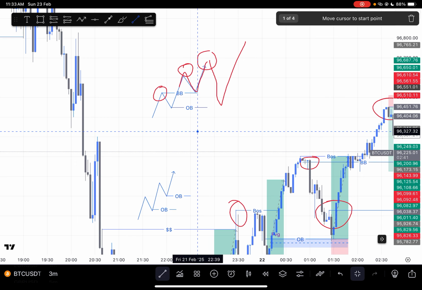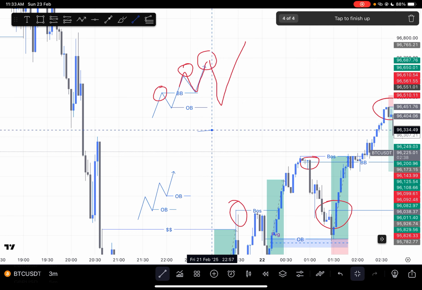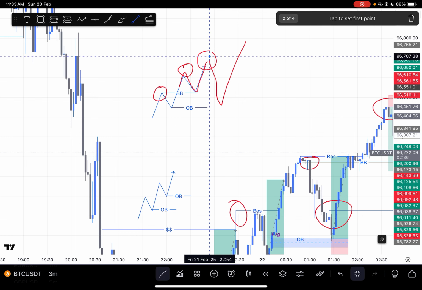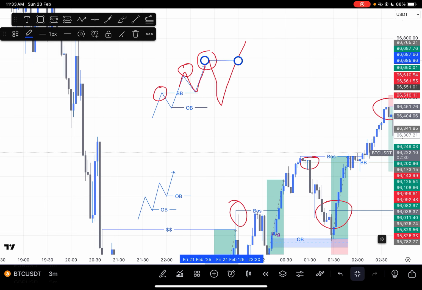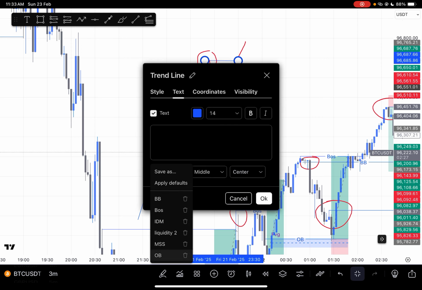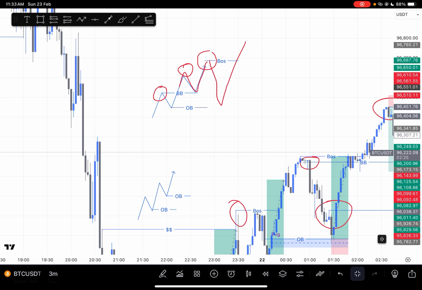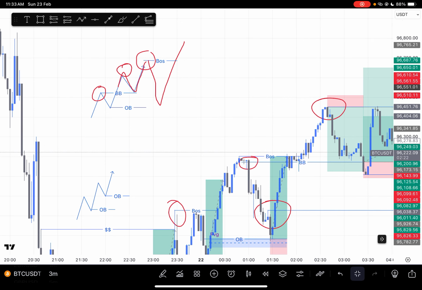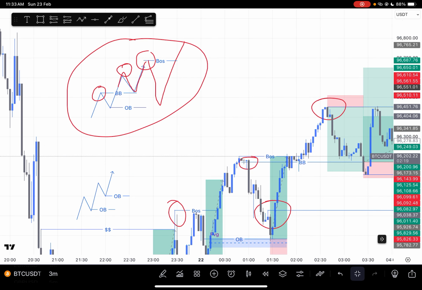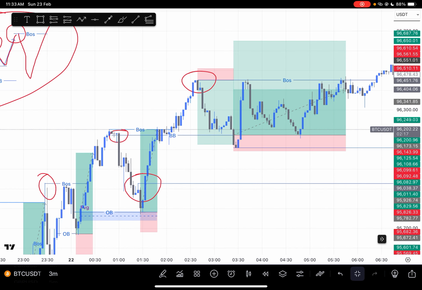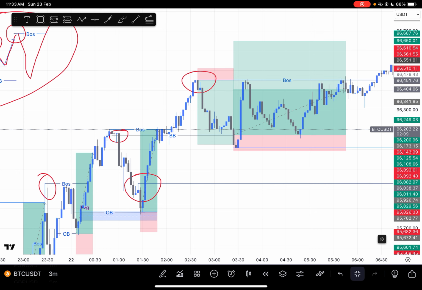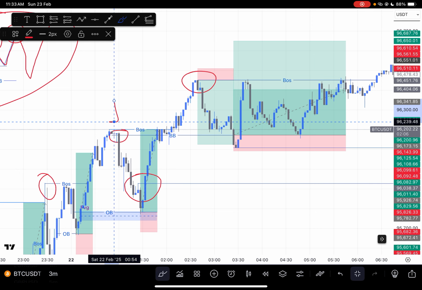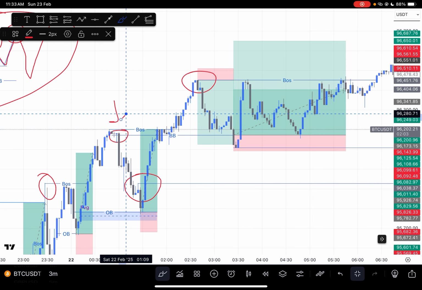Then you see price creates a break of structure again. See, price again creates another break of structure. So this is the kind of pattern. This is what I'm expecting price to do. You see, first of all, price uses the breaker block at this point here.